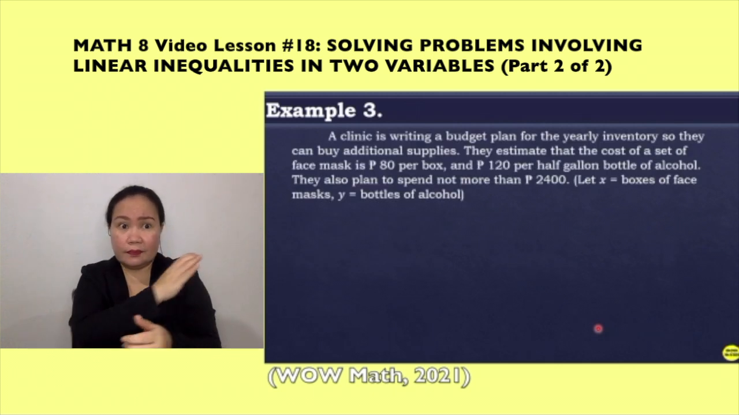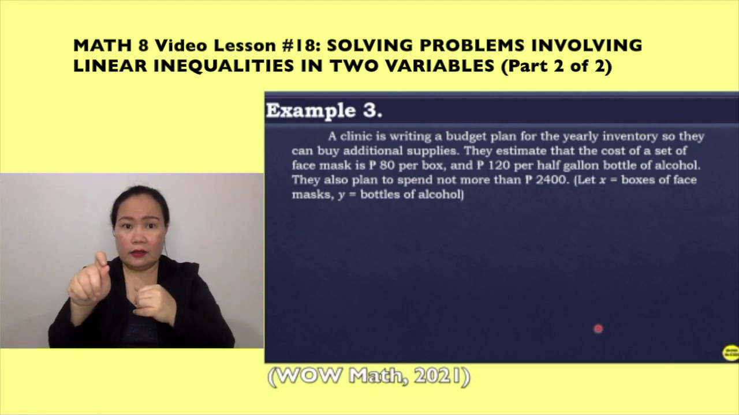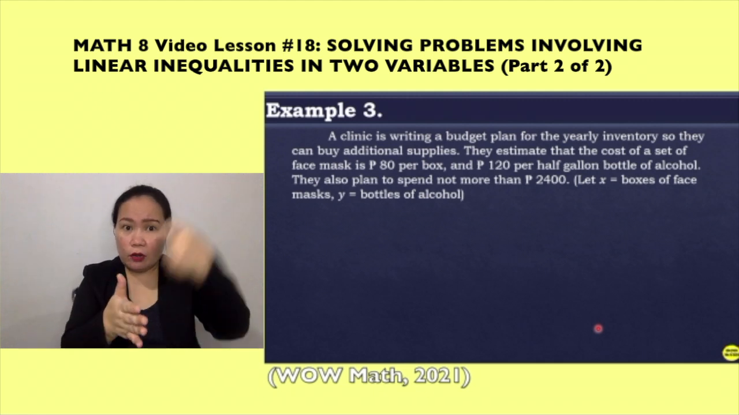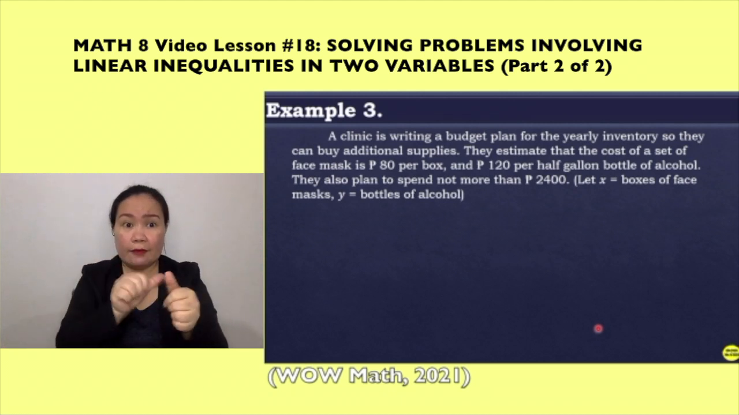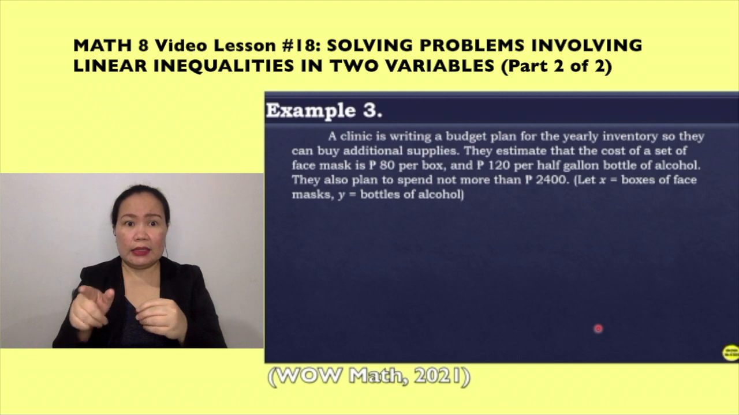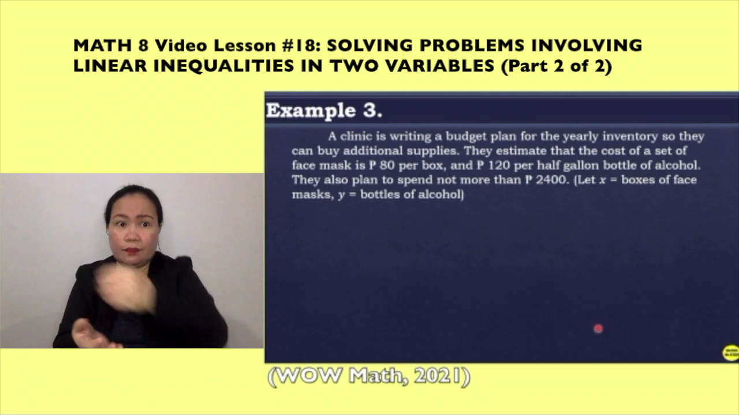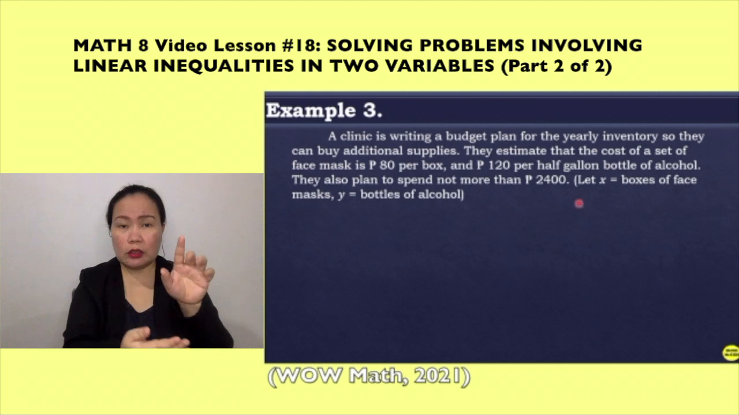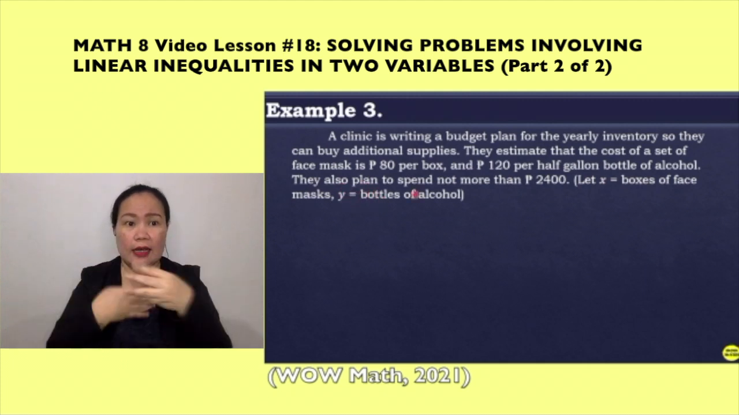A clinic is writing a budget plan for the yearly inventory so they can buy additional supplies. They estimate that the cost of a set of face masks is 80 pesos per box and 120 pesos per half-gallon bottle of alcohol. They also plan to spend not more than, ito na naman tayo sa not more than, so this is greater than or equal, okay? Not more than 2,400 pesos. So, i-represent natin yung X as the number of boxes, yung bilang ng box ng face mask. And yung Y mo, yung bilang, yung number ng bottles of alcohol.